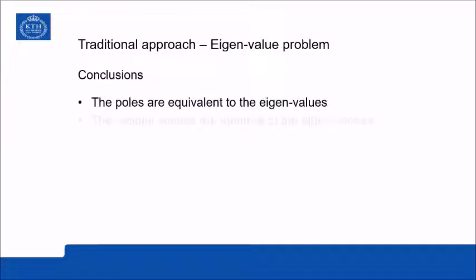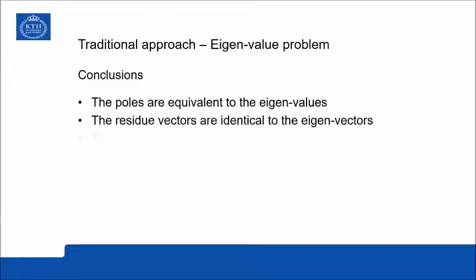So that's very good. We can conclude now that the poles are actually equivalent to the eigenvalues, and the residue vectors are identical to the eigenvectors. So the results we obtain from the transfer function approach are actually identical to the results we obtain from the eigenvalue problem approach. Very good. So that's all for now.